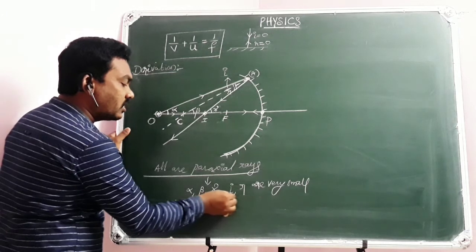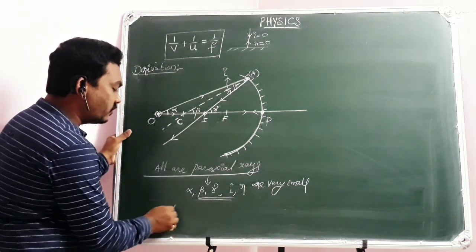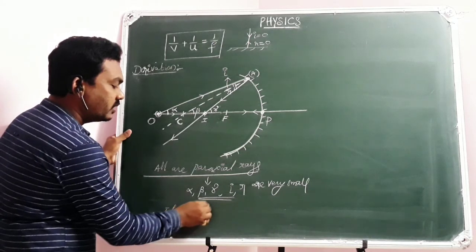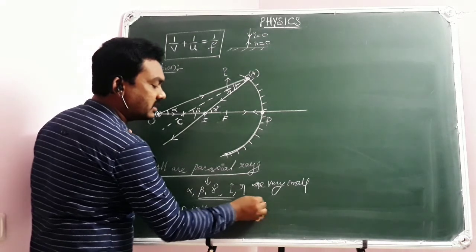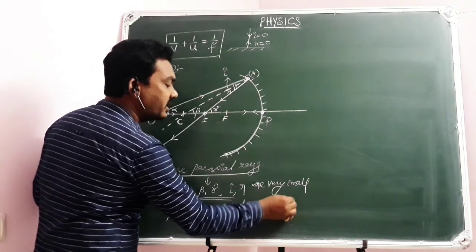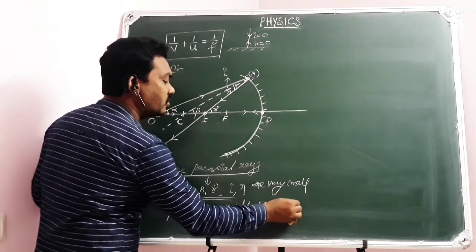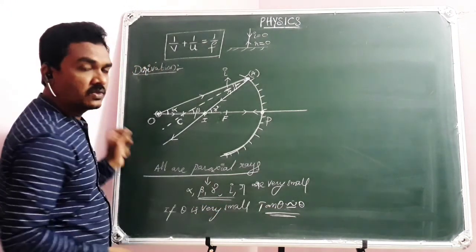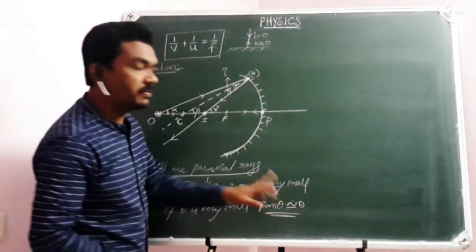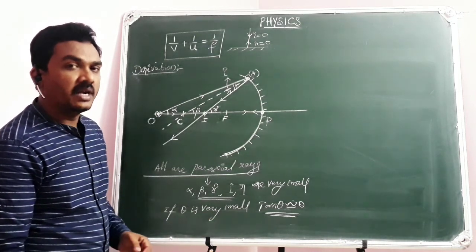Whenever the values are very, very small, for example, if theta is very small, then we can write tan theta is approximately equal to theta. You are familiar with the trigonometric ratios, so I don't explain much. If theta is very small, then tan theta can be approximately equal to theta.